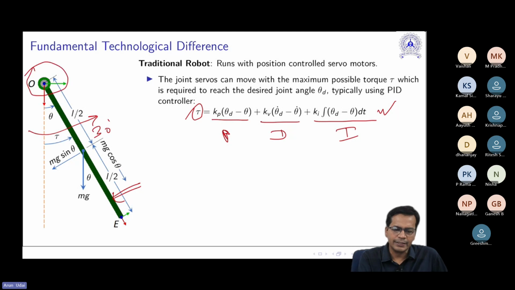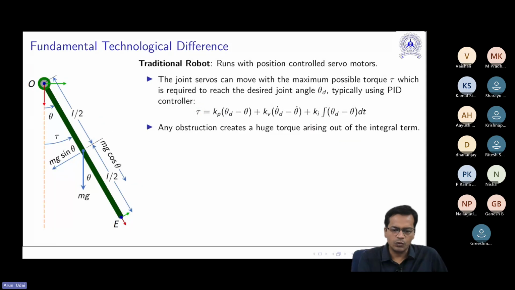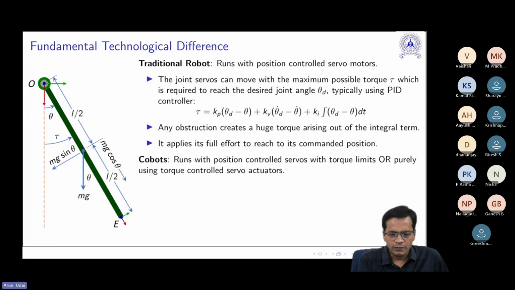Now the idea has changed. The new robots run on position controlled servo, that is fine, with torque limits. You cannot go beyond a certain torque. Either it will safely stop or maybe it will remain there, right? Or it is purely run using torque controlled servo.